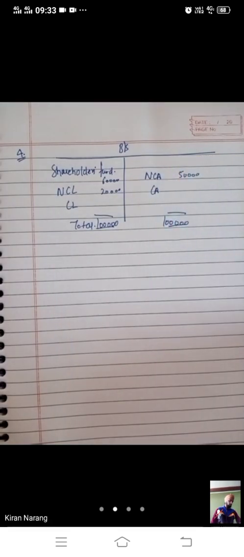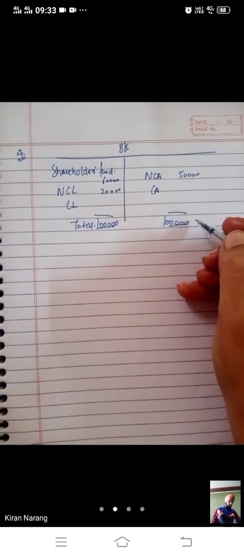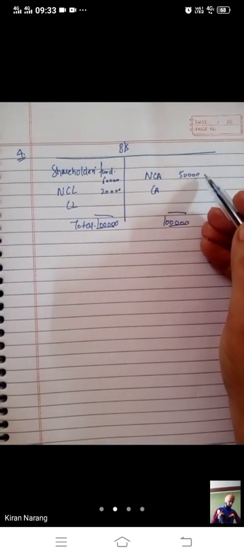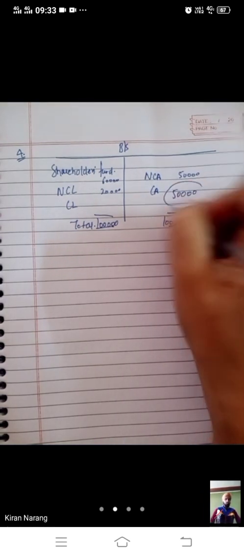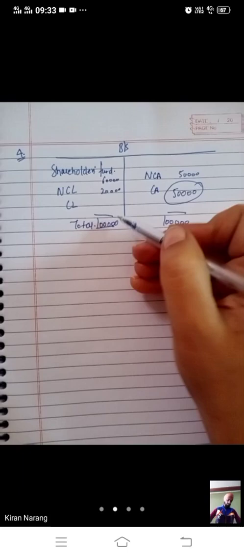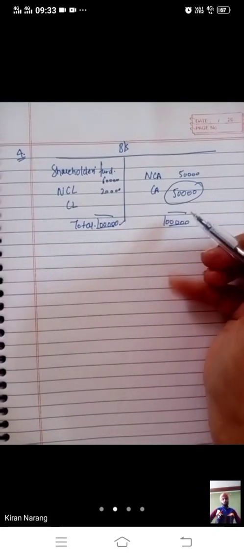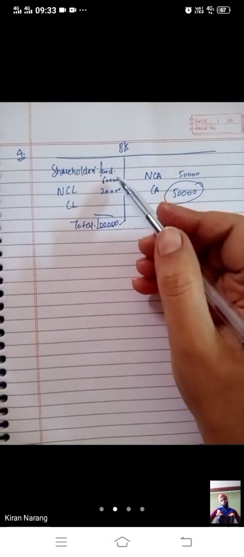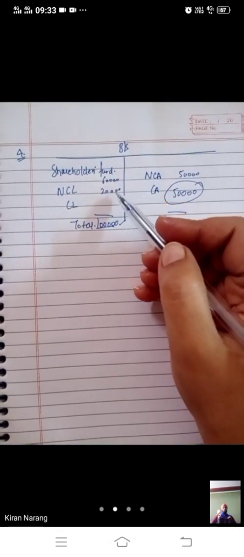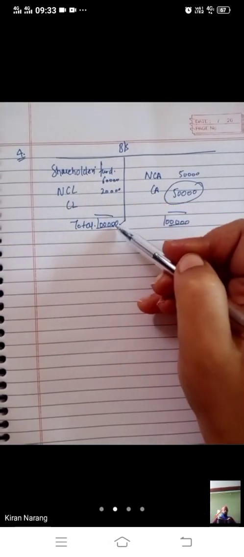Now can you find out the values of current asset and current liability? It will be very easy. 1 lakh was the total of assets and non-current assets are 50,000. So the balancing figure is 50,000. This is your current asset. Now the total of liability is also 1 lakh because total of assets is always equal to total of liability. Shareholders fund 60,000, 20,000 is the non-current liability. So 1 lakh minus 80,000, 20,000 remaining is the current liability.